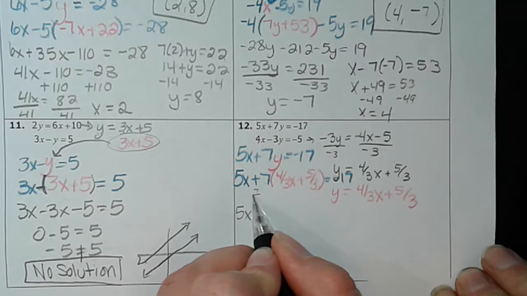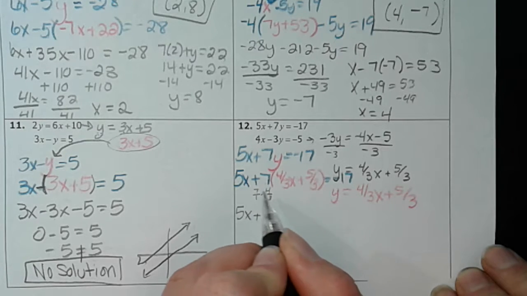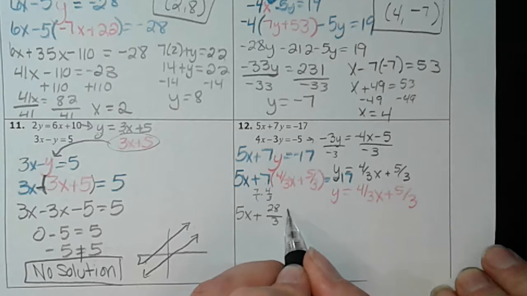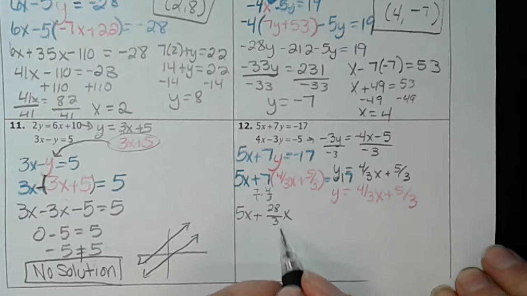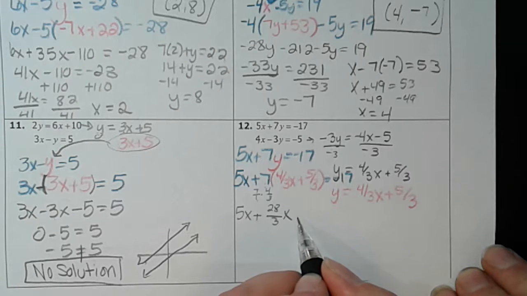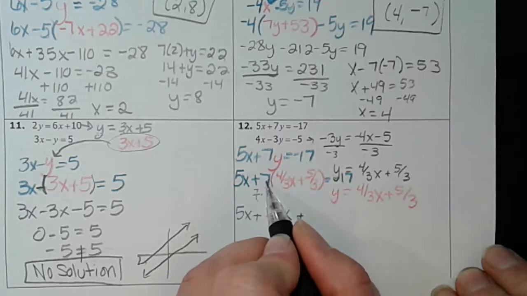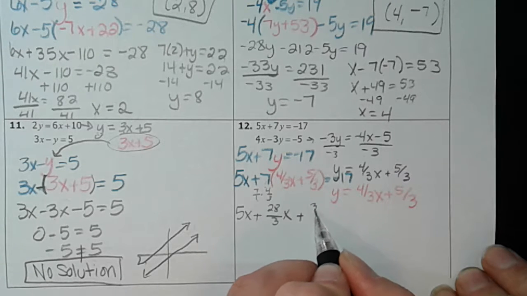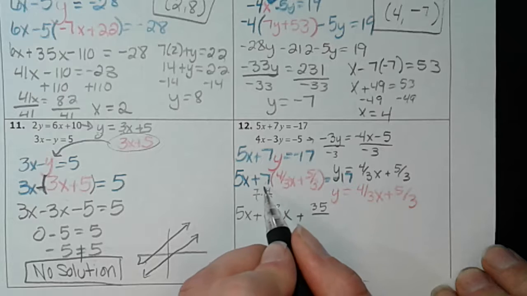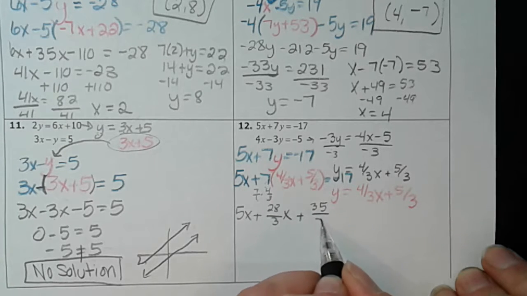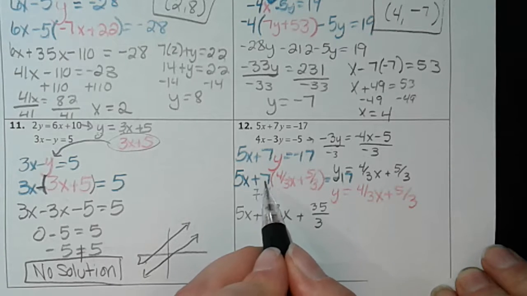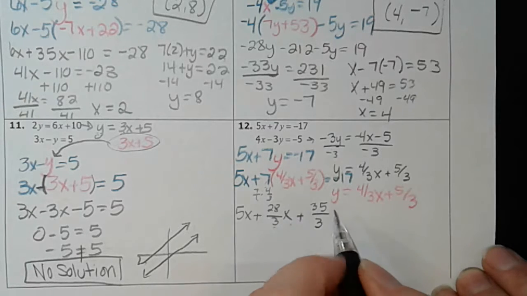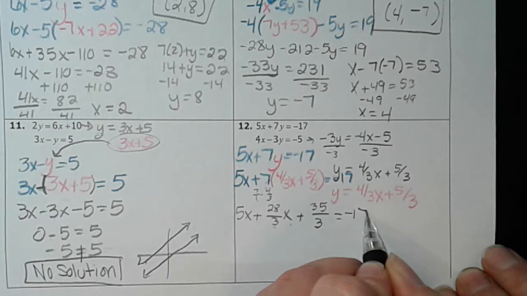We'll remember that 7 over 1 times 4 over 3. So 7 times 4 is 28. 1 times 3 is 3. So 7 times 4/3 x is going to give us 28/3 x plus 7 times 5/3. Well, 7 times 5 is 35. 1 times 3 is 3. So 5x plus 28/3 x plus 35/3 equals negative 17.